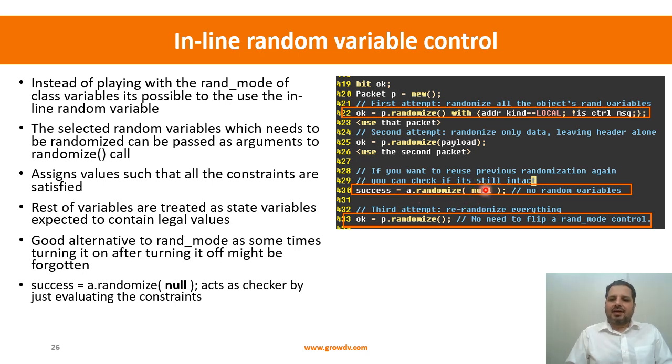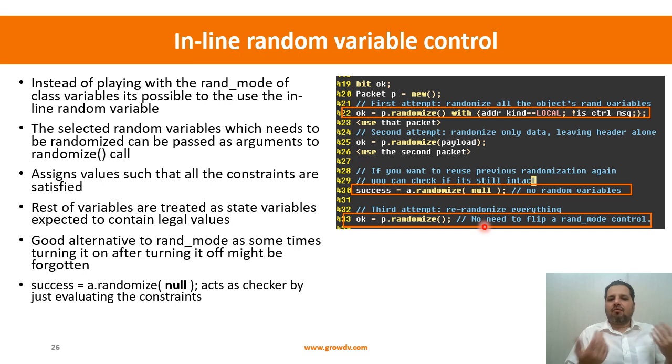Okay, so when I pass this null, what will happen is that it won't touch any of the variables, but it will just do the check that the values that are present in all the random variables are satisfying the constraints that I have defined. So it will do the check, because I might have changed a few things and I might have violated something, so I can just do a quick check by calling randomize and passing it as a null.